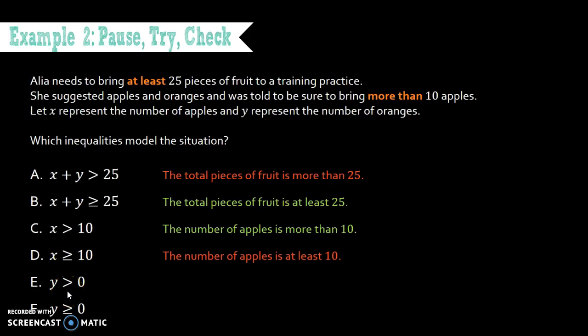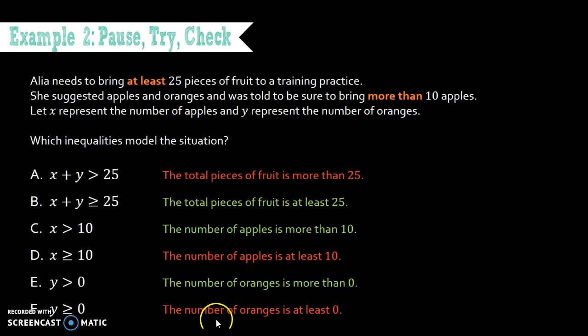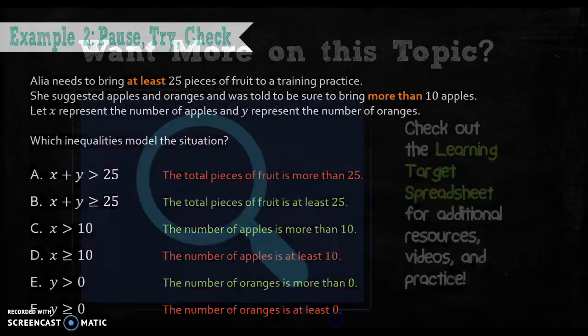Choice E says Y, which would be our oranges, has to be greater than 0. Yeah, that's true. We're told that she's bringing apples and oranges. If she's bringing oranges, that means that she has to have more than 0 oranges. And let's test F. Let's see if Y, the number of oranges, could be greater than or equal to 0. That's not true because we know she's bringing oranges with her. She cannot bring exactly 0. This inequality symbol would not fit our situation.